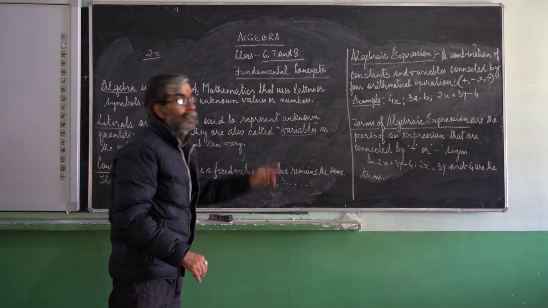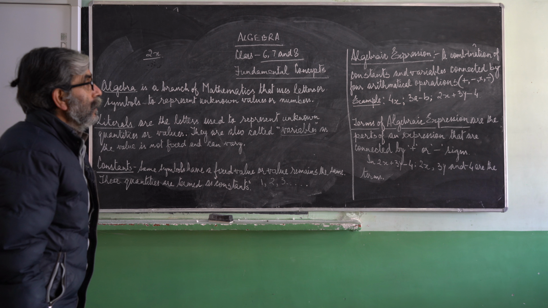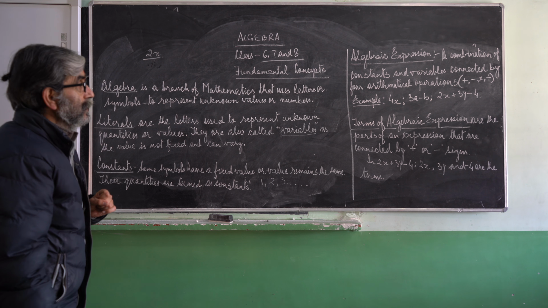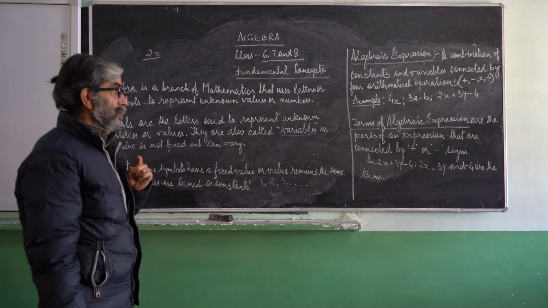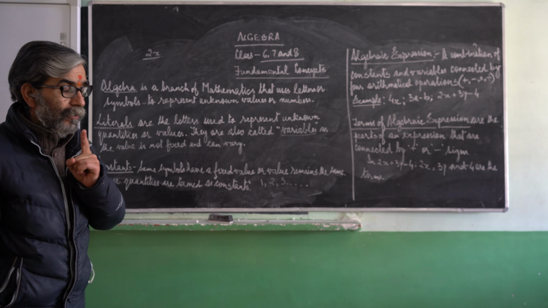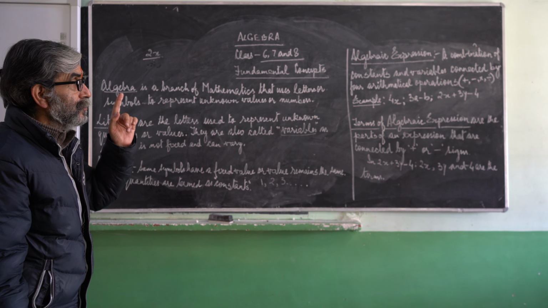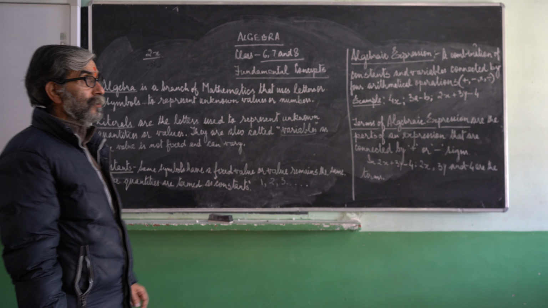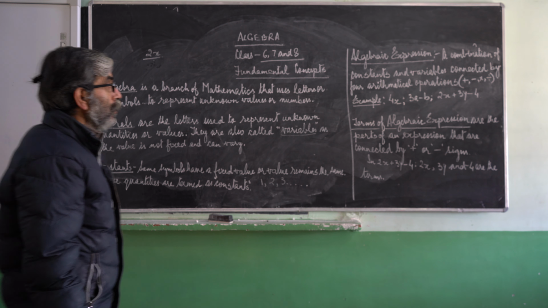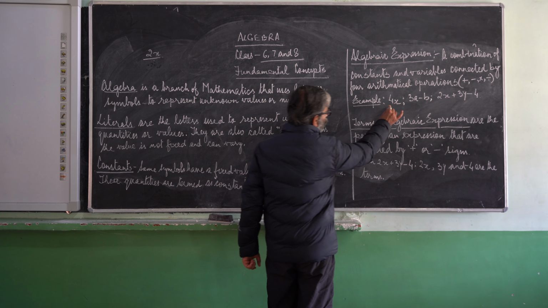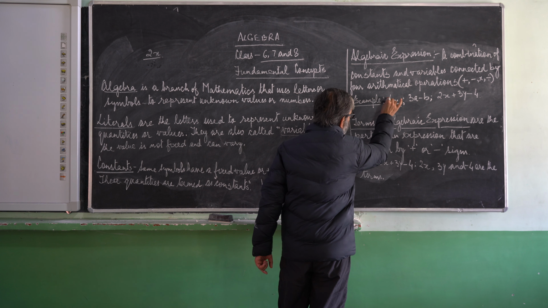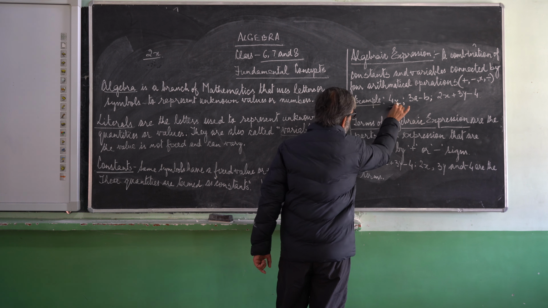Okay. Then we move on to algebraic expressions. And what are algebraic expressions? It is a combination of constants and variables connected by the 4 arithmetic operations. Since you know the 4 basic operations in mathematics are the addition, subtraction, multiplication and division. So these expressions are the combination of constants and variables connected by 4 arithmetic operations. In the first example, 4x, this is an algebraic expression where 4 is a constant and x is a variable.